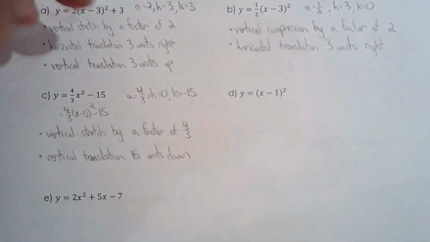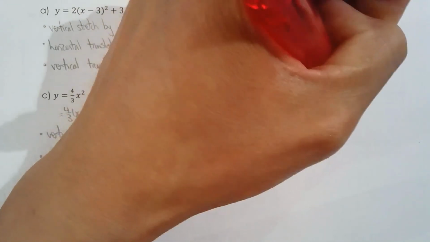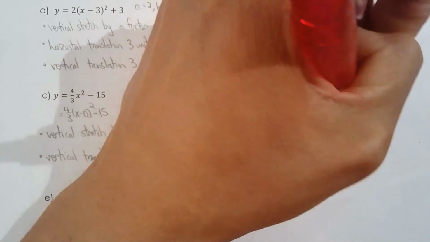Okay, this one is actually pretty easy. A is 1, h is 1, k is 0. There's only one thing happening. Horizontal translation 1 unit right.